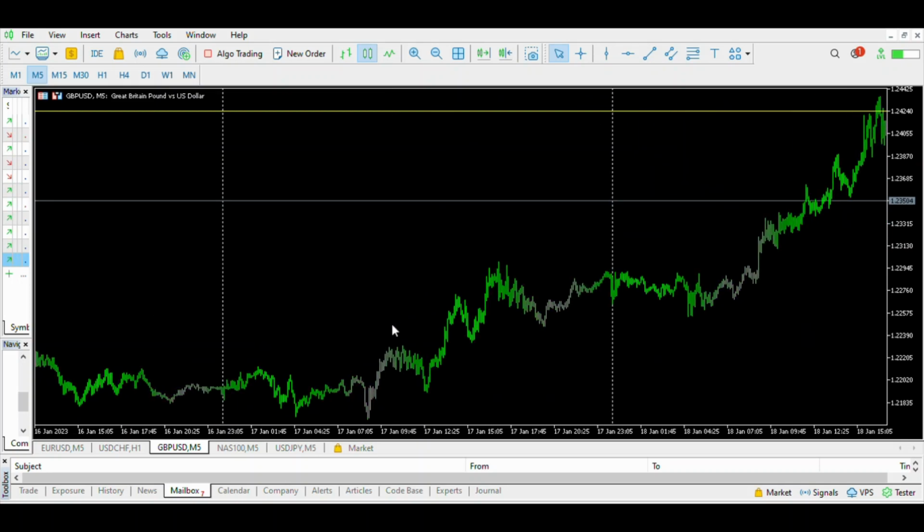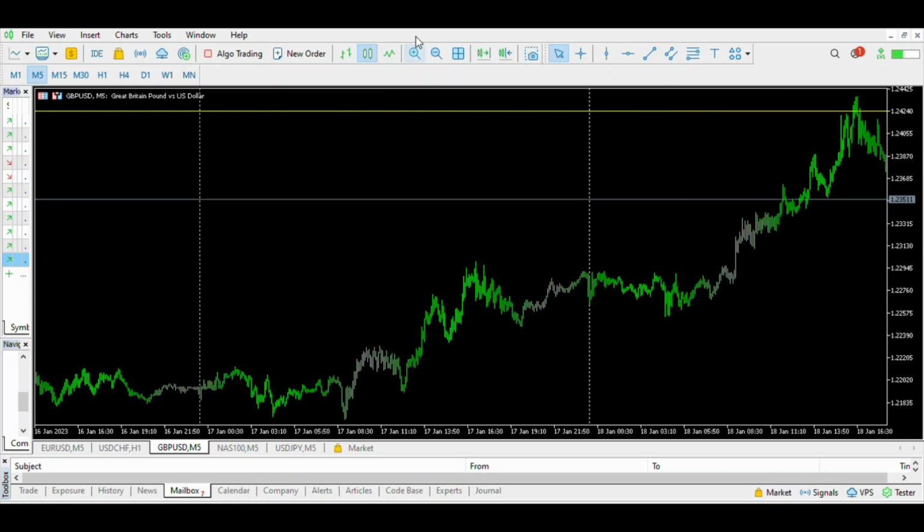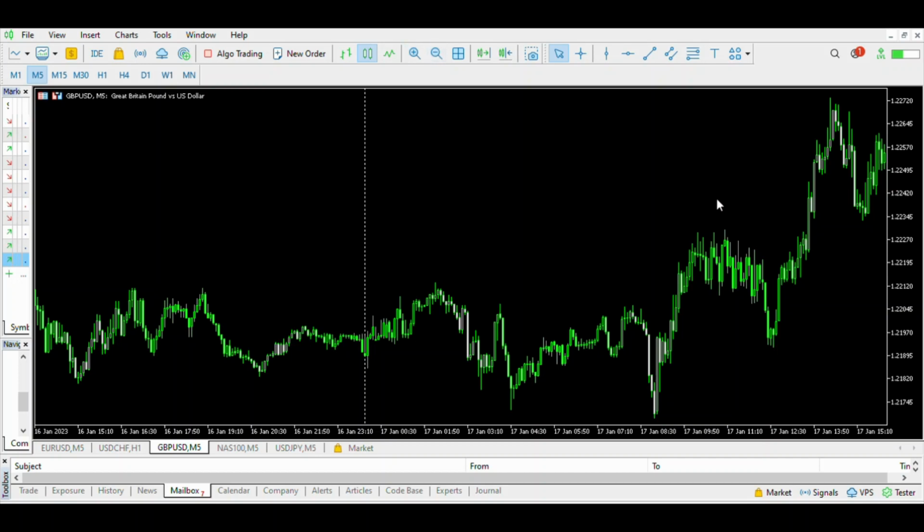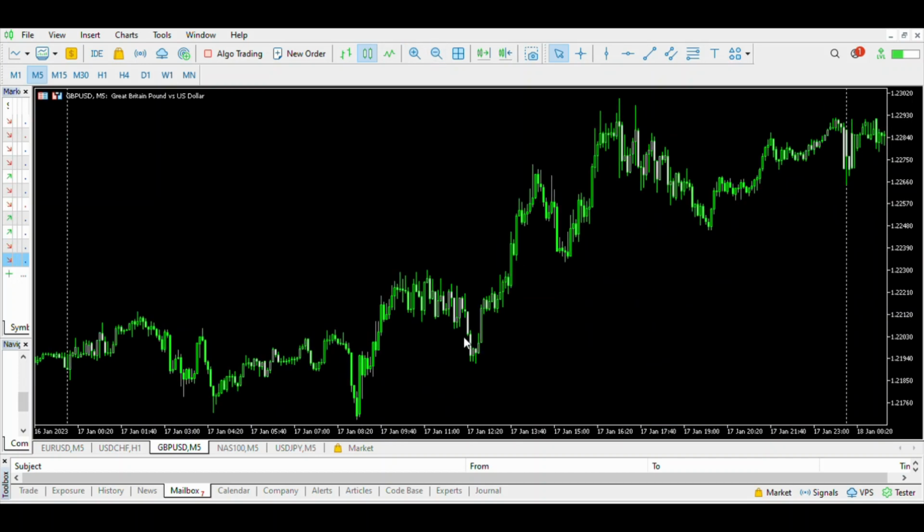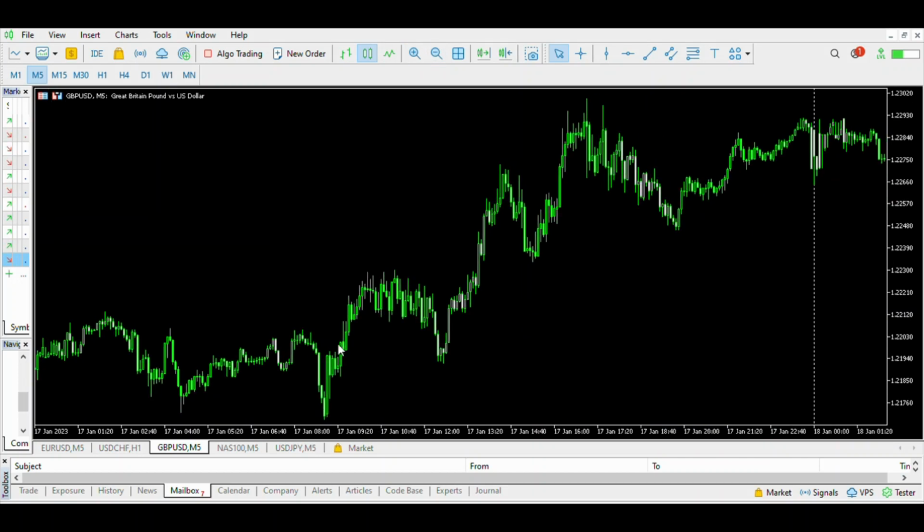So we've got the 17th of January. Let's zoom in a little bit more. As you can see here, it's a very clean trend. So we have a low here, a higher high, a higher low, a higher high, a higher low, and so on and so on, right? So we've got an uptrend. Okay, so how do you trade this?